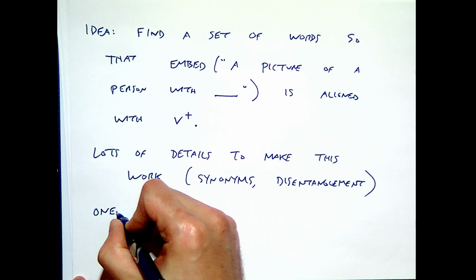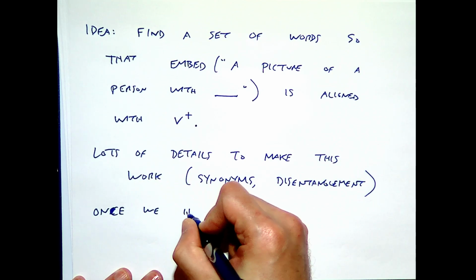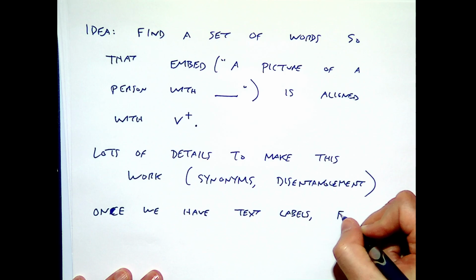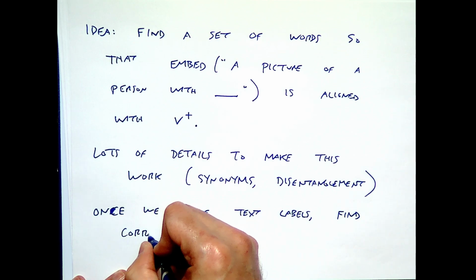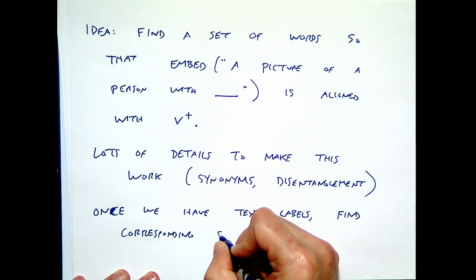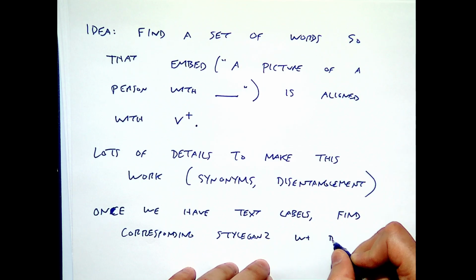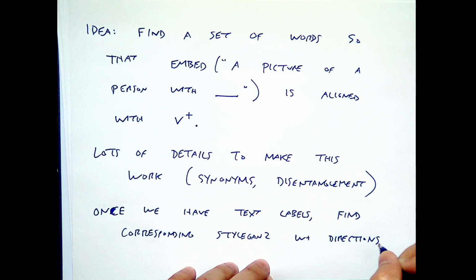So once we have the text labels, then we can find the corresponding StyleGAN W plus directions that match up with those things. So kind of similar to StyleCLIP, right? The idea is that we are poking around the data to find interesting ways that things vary, right? So we're trying to find interesting variations in our training set and give them names, right?